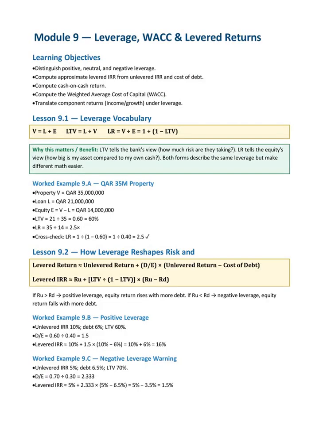This page is Module 9, Leverage, WACC, and Levered Returns. Lesson 9.1, the vocabulary. Value equals loan plus equity. LTV equals loan over value. Worked example 9A on a 35 million property. Lesson 9.2, leverage reshapes risk and return. Levered return equals unlevered return plus a multiple times the spread between unlevered return and cost of debt. Worked example 9.B is positive leverage. 9.C is the warning case of negative leverage.